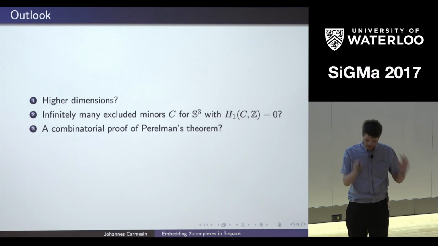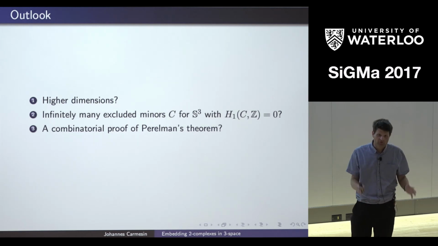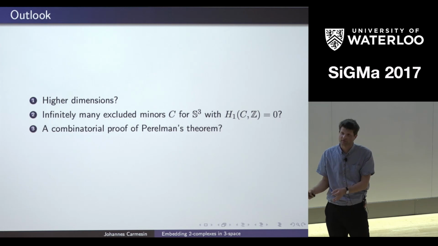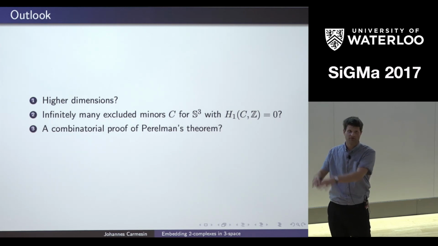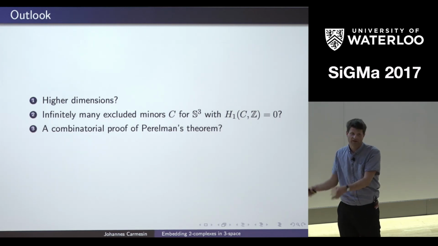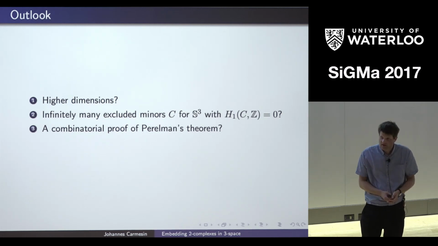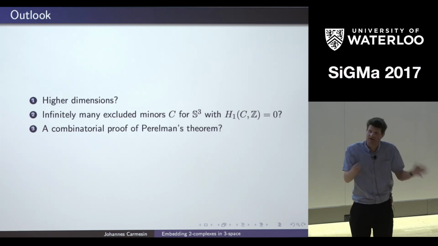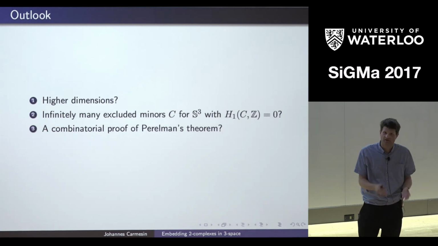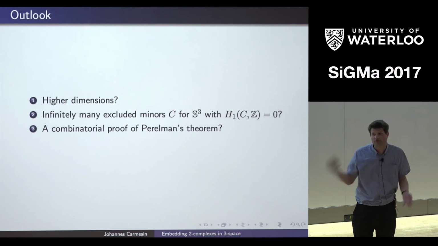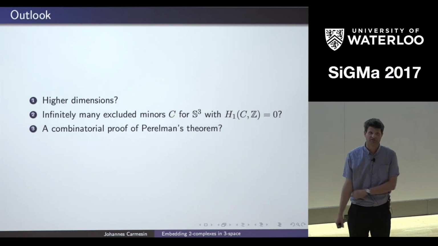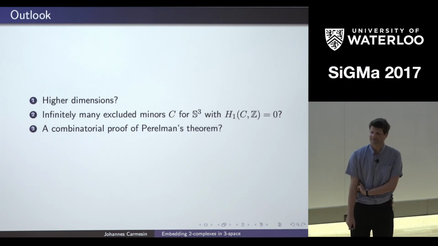The last thing is perhaps very ambitious. I said that in our proof, we used Perelman's theorem as a black box to deduce our Kuratowski theorem, but it also goes the other way around. From our Kuratowski theorem, we can, not with a lot of effort, deduce Perelman's theorem. And it would be very ambitious, but I think it would be very interesting to find an independent proof of that Kuratowski theorem, which then would give you a combinatorial proof of the Poincaré conjecture. Yeah, thank you.